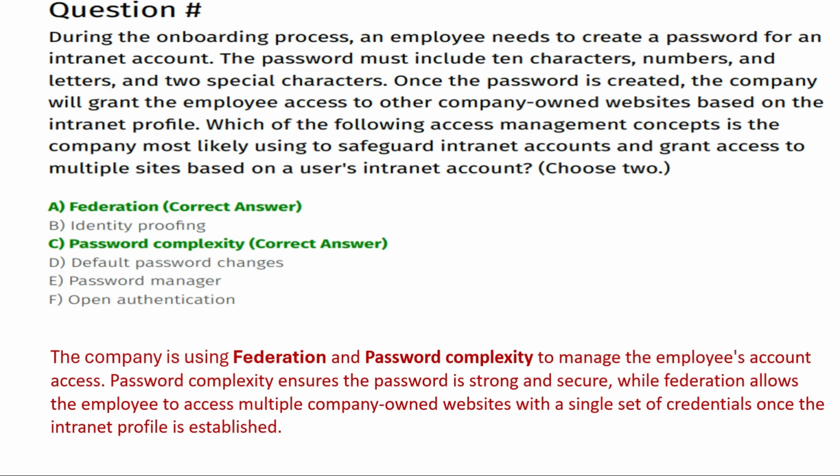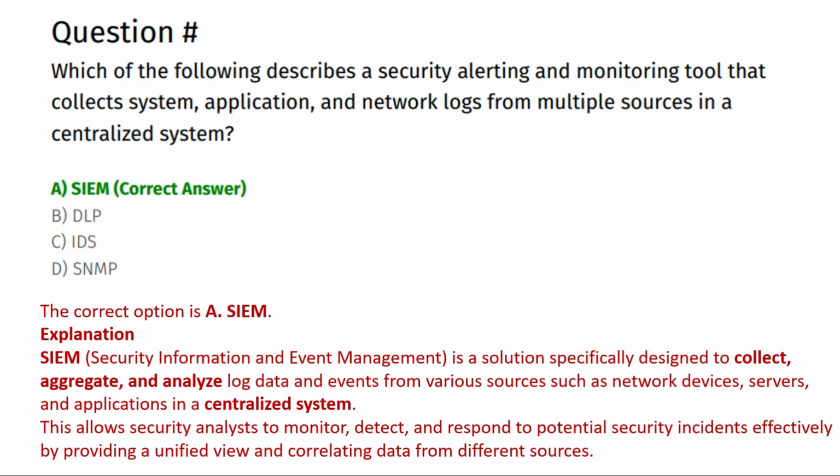So let's check the explanation. The company is using federation and password complexity to manage the employee's account access. Password complexity ensures the password is strong and secure, while federation allows the employees to access multiple company-owned websites with a single set of credentials once the intranet profile is established. So that's why the correct answer is federation and password complexity. So let's move to the next question.